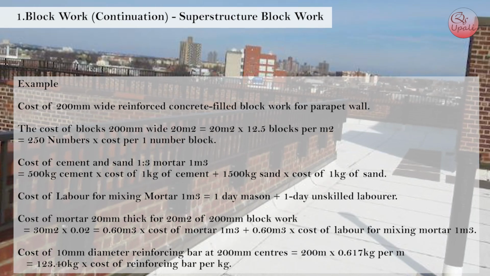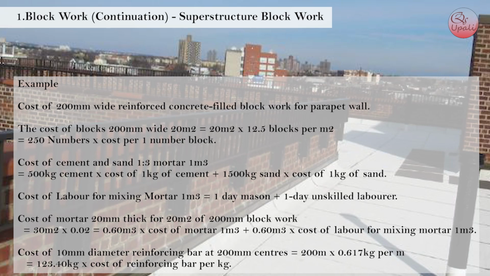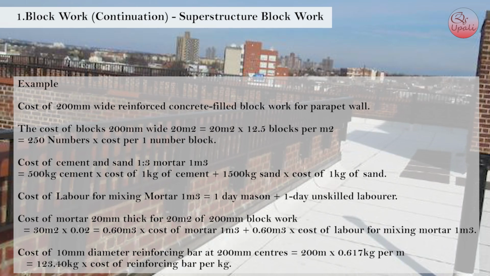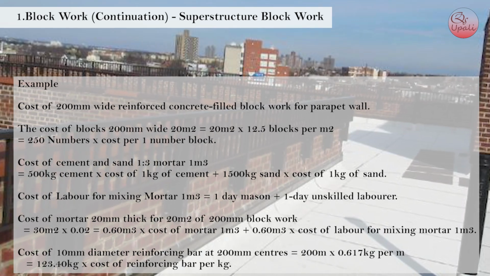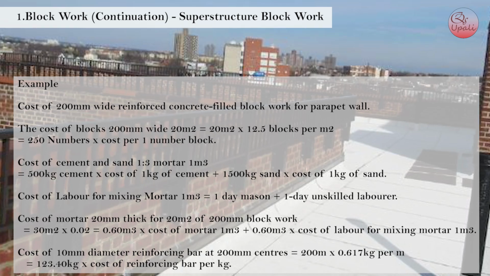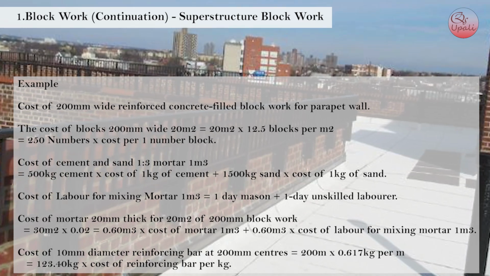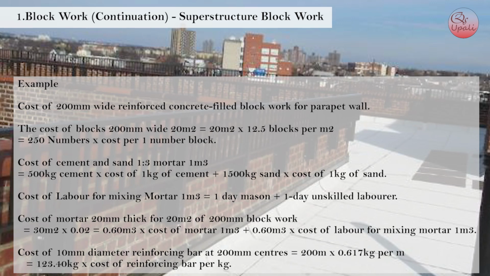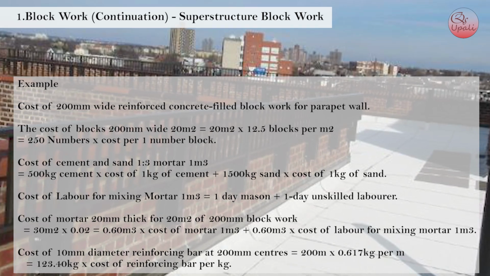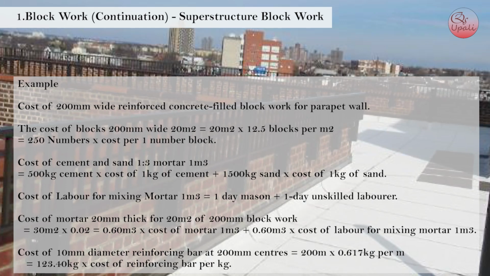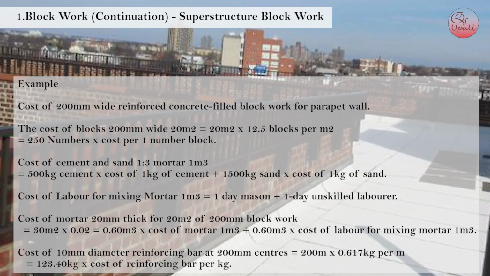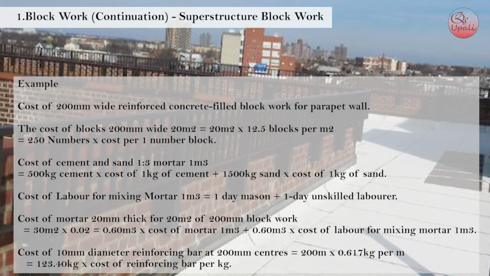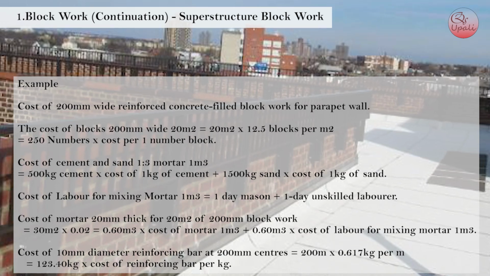Cost of mortar 20 mm thick for 20 m² of 200 mm block work equals 30 m² times 0.02 equals 0.60 m³, times cost of mortar per 1 cubic meter plus 0.60 m³ times cost of labor for mixing mortar per 1 cubic meter. Cost of 10 mm diameter reinforcing bar at 200 mm centers equals 200 meters times 0.617 kg per meter equals 123.340 kg, times cost of reinforcing bar per kg.